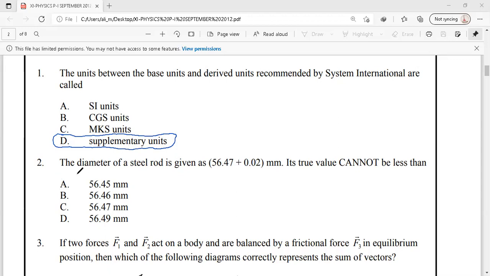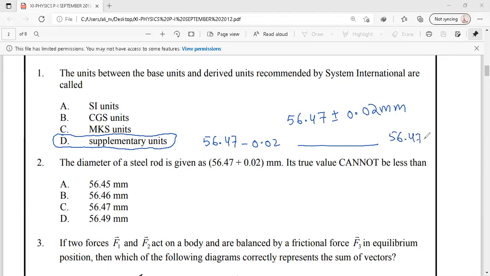Let's see question number 2. The diameter of the steel rod is 56.47 millimeters. So its true value cannot be less than which of the following? So 56.47 plus minus 0.02 millimeter means that its minimum value will be 56.47 minus 0.02, and its maximum value could be 56.47 plus 0.02.